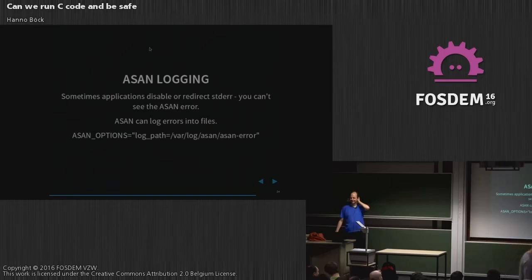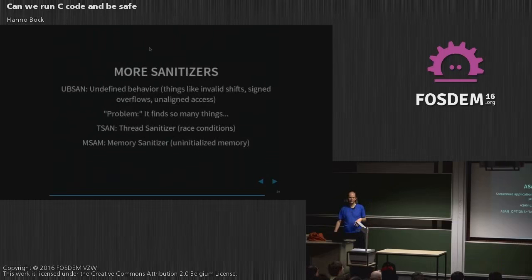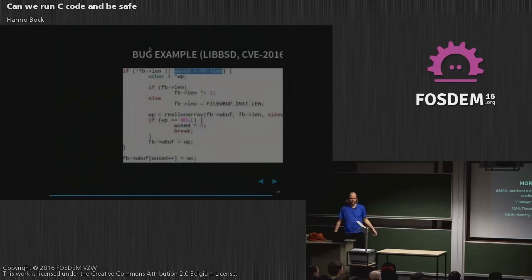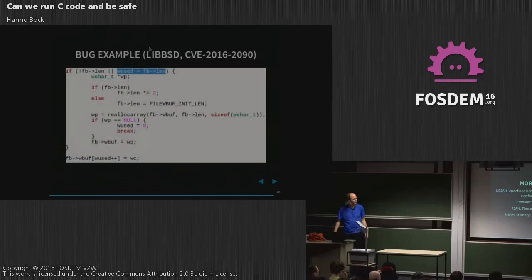Okay, so AddressSanitizer has a logging feature, which is nice if you have an application that disables your standard output and standard error, because then you cannot see the error message. So it's very useful. There are more sanitizer features in the compilers. UndefinedBehaviorSanitizer, which is mostly shifts and signed integer overflows. ThreadSanitizer and MSan, which is for uninitialized memory access.